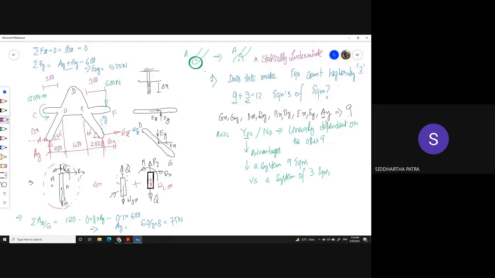One more thing. Statically indeterminate problems, or SI problems, are the result of over constraint. And there is also such a thing called under constraint.